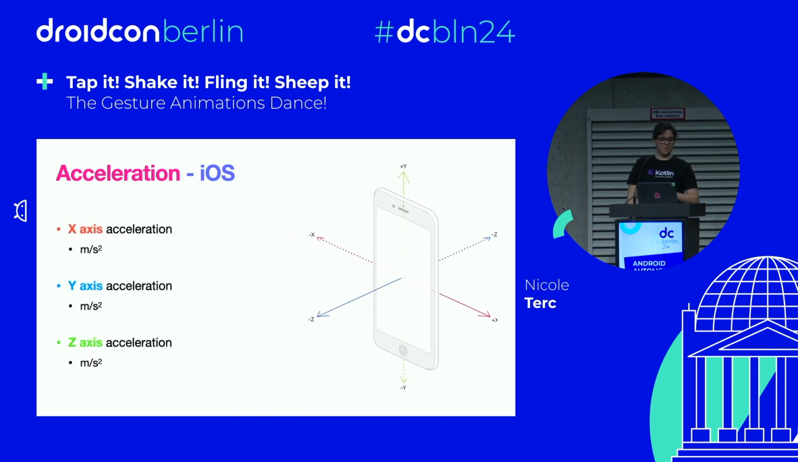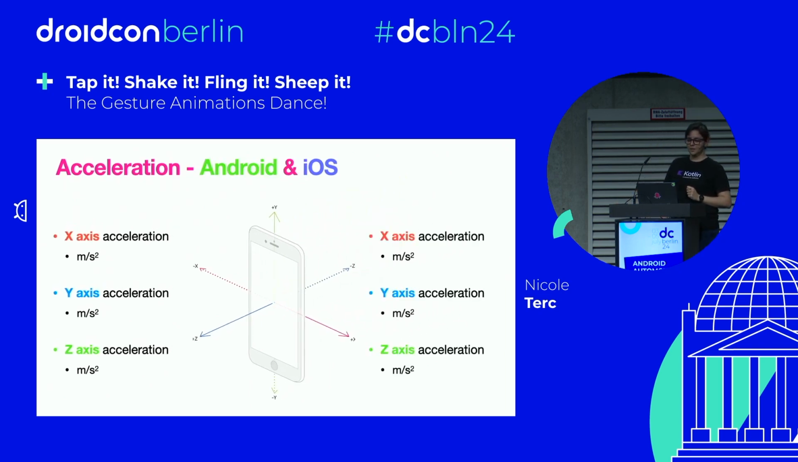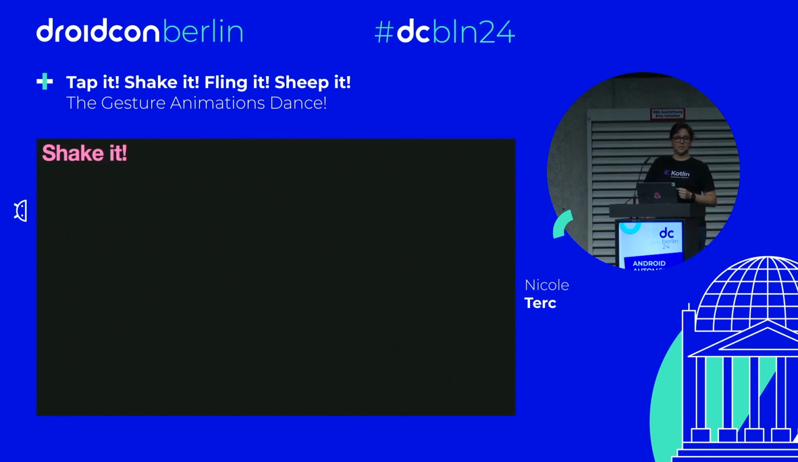Cool. Let's go into the iOS side of things. If you get in the documentation again, besides the different image, you're going to see that there's basically, again, values for our X, Y, and Z axis. And as you can see here, they're exactly the same. So there's nothing to do here. You can just basically consume them as they come. And with this, we're ready to jump into the code for Shake It.